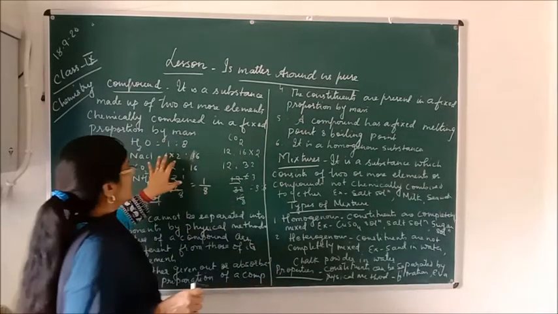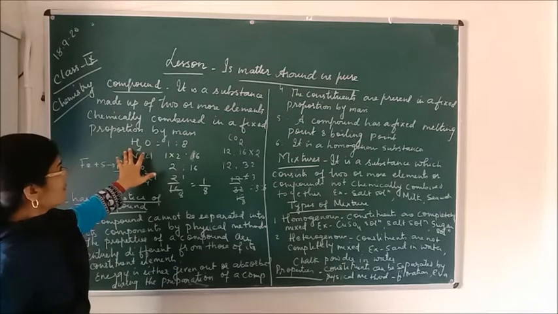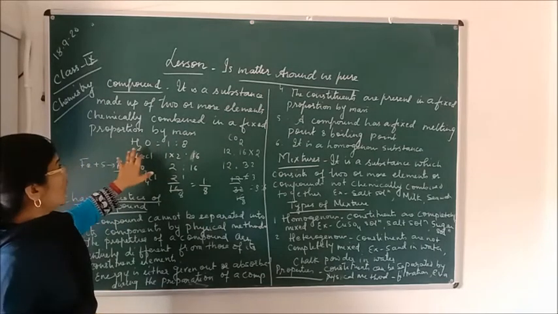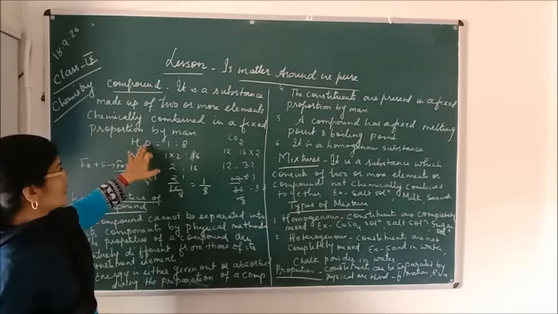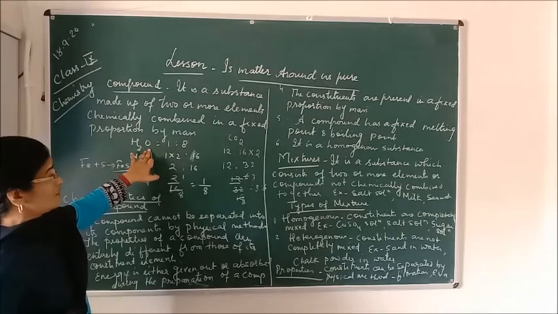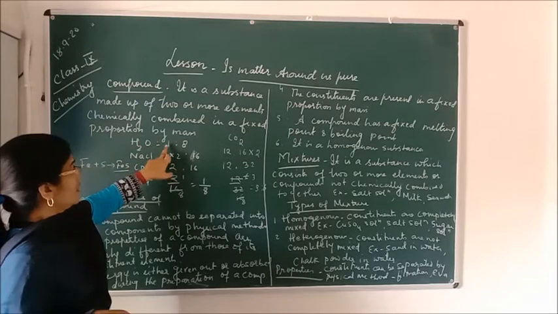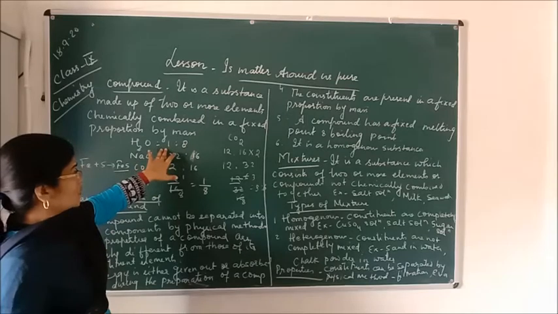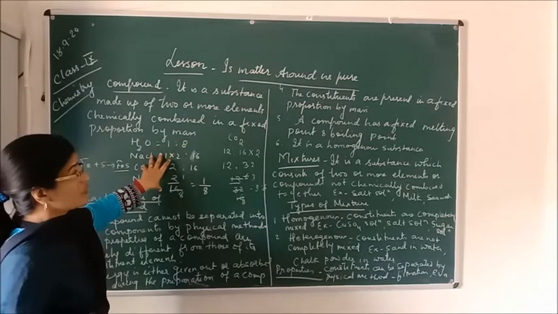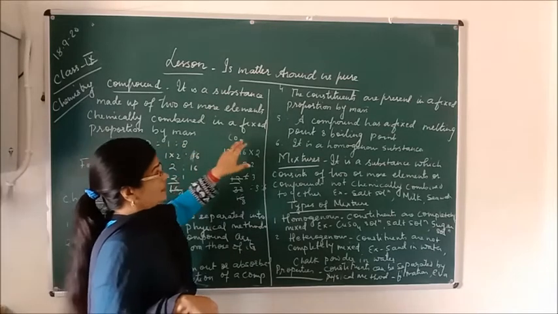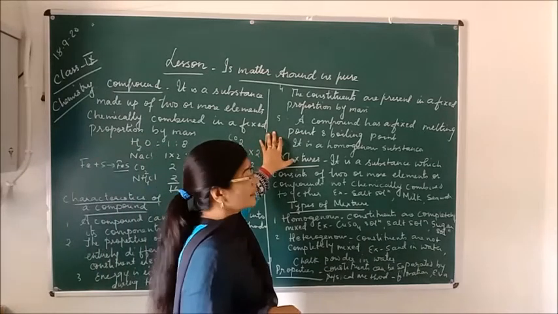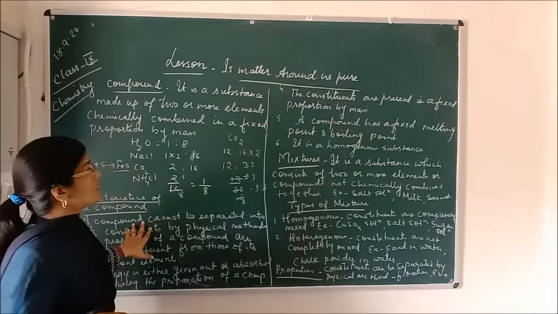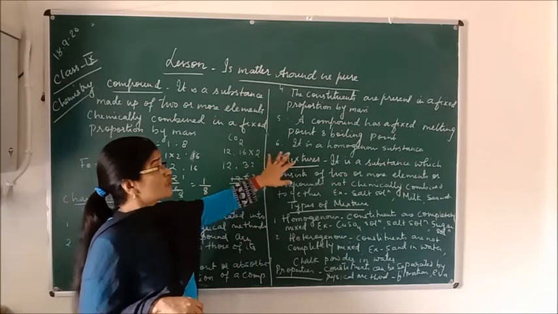As I told you just now, take the example of water, H2O. Hydrogen combines with oxygen in a definite proportion, and what is the proportion? It is 1:8. So this is the definite proportion, which means they are present in a fixed proportion. A compound also has a fixed melting and boiling point. It is also a homogeneous substance.